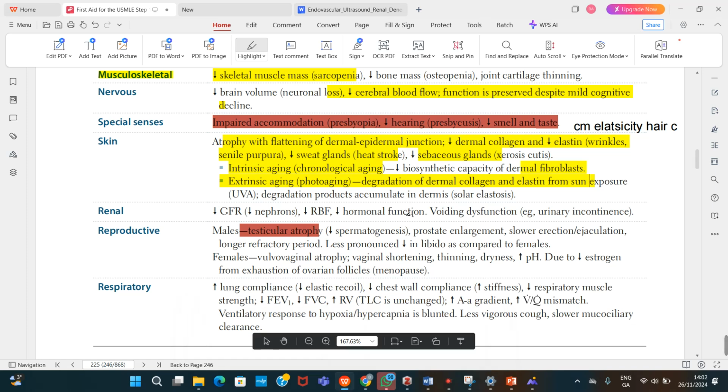So that's just a part of physiology. It is due to the degraded collagen and elastin accumulating within the skin.